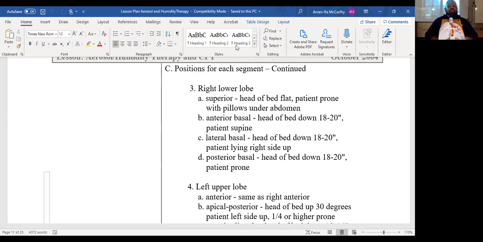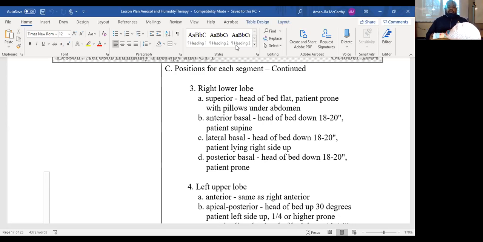What about the anterior basal segment of the right lower lobe? All right? Well, head of the bed down 18 to 20 inches, patient supine. Remember, supine is on their back. So this would be how they are positioned to drain the anterior basal segment of the right lower lobe. Okay?